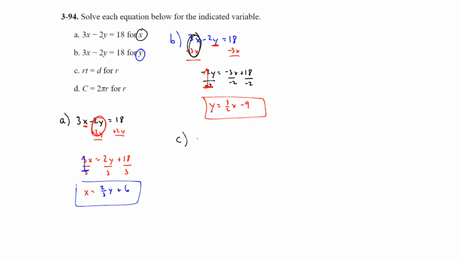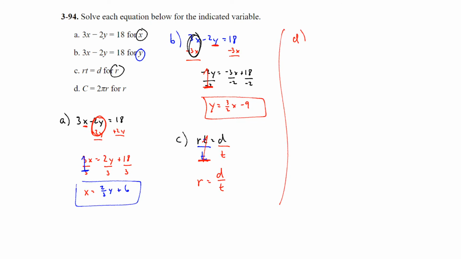All right, on C, we have r times t is equal to d. We're solving for the r variable. So to solve for r, what are we going to do to the t to help us out? Well, since it's r times t, we can divide by t. T divided by t is that giant 1. So I do that to both sides though. So we're left with r times 1, or r, and then d divided by t cannot be simplified, so you just leave it as d divided by t.